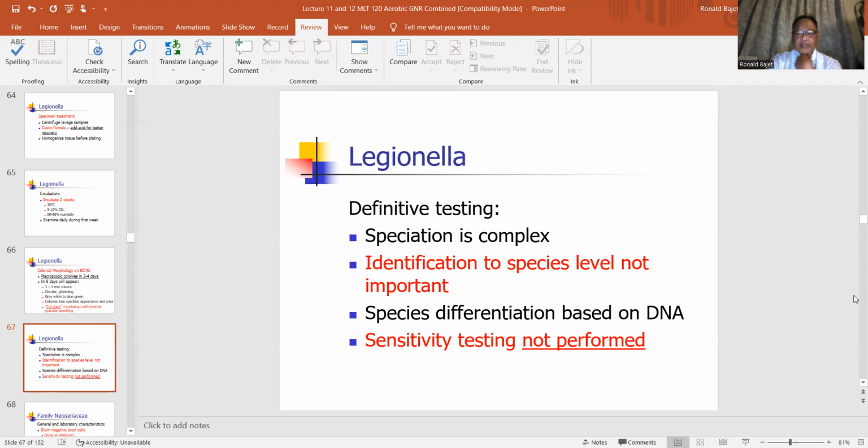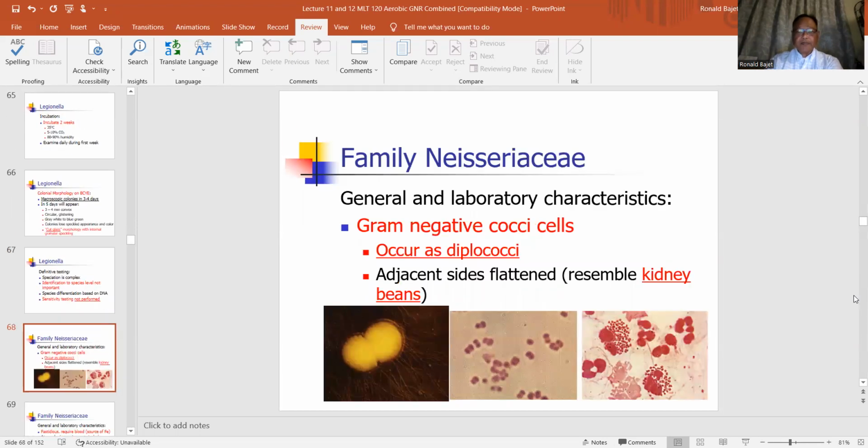Legionella identification to species level is not important. All the doctor needs to know is Legionella, and then he'll know how to treat it. Sensitivity testing, you don't have to do sensitivity testing. Like I said, the doctors already know how to treat Legionella. Okay, that's it for Legionella.